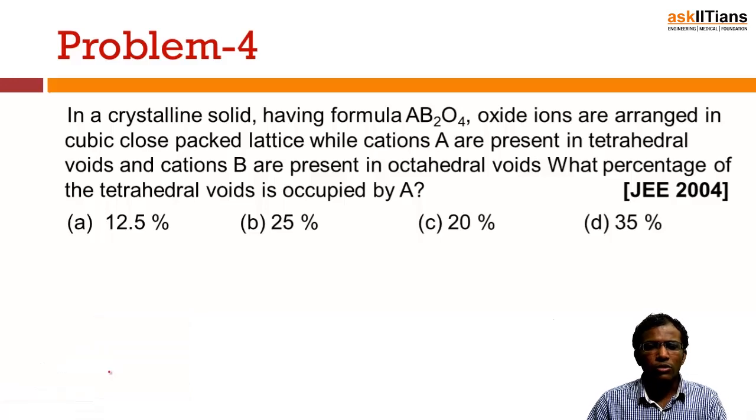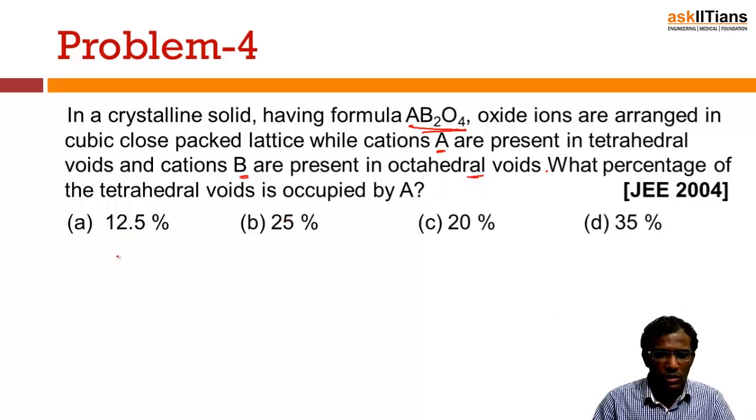In a crystalline solid having formula AB2O4, oxide ions are arranged in cubical close packed lattice, while cations A are present in tetrahedral voids and cations B are present in octahedral voids. So, what percentage of tetrahedral voids is occupied by A?